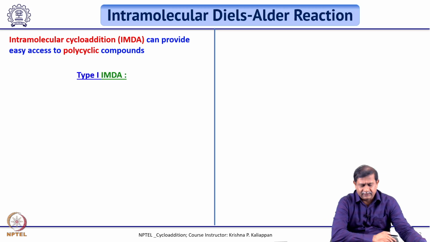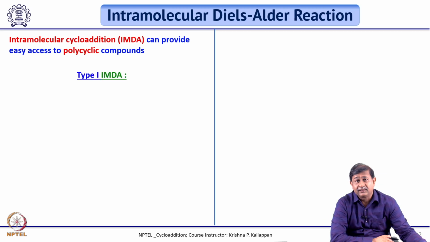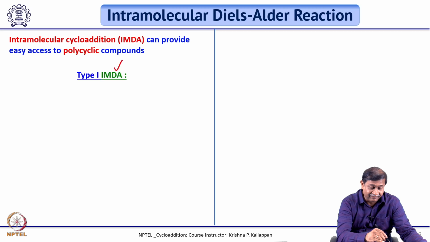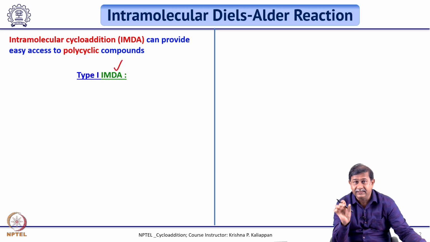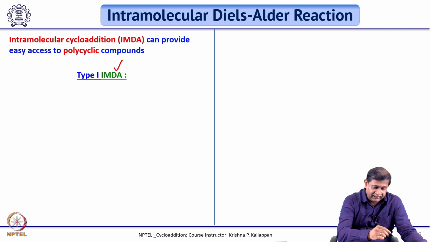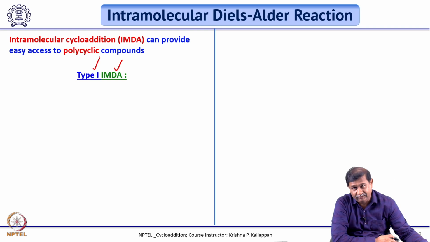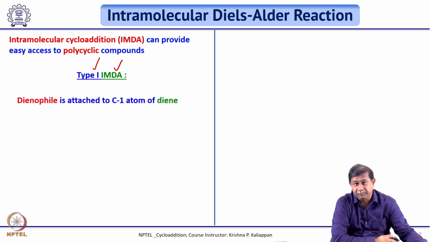When you talk about the intramolecular Diels-Alder reaction, there are two types. In short, the intramolecular Diels-Alder reaction is often written as IMDA. And as I said, there are two types. The first one is type 1. What does type 1 mean?